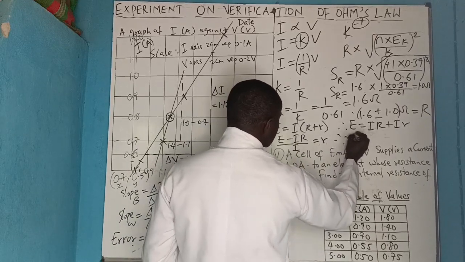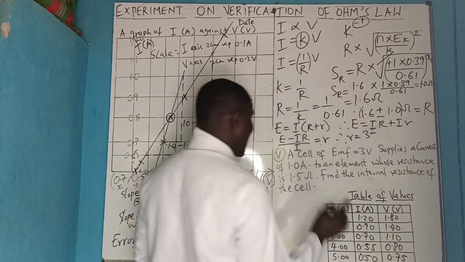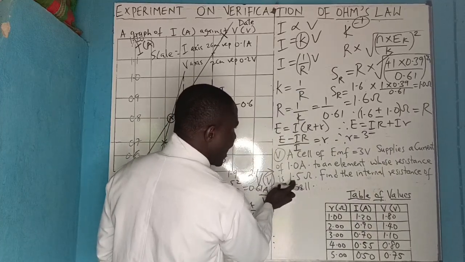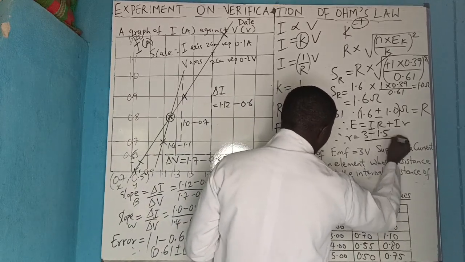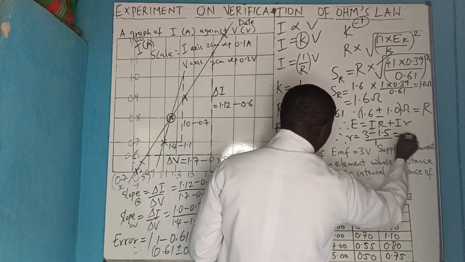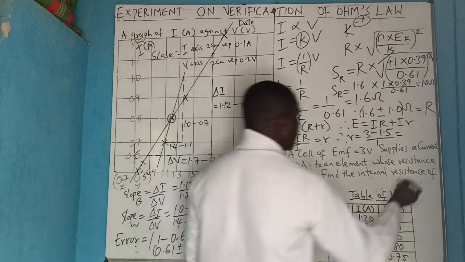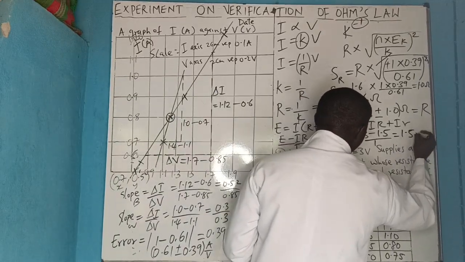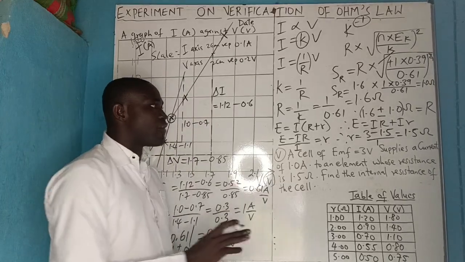What is your E? E is 3 minus IR. 1 times R. 1 times 1.5 is 1.5. All over I. I is what? 1. That will be given. 3 minus 1.5 is 1.5. Divided by 1. 1.5. 1.5 ohm. That means the answer to that B is 1.5 ohm.